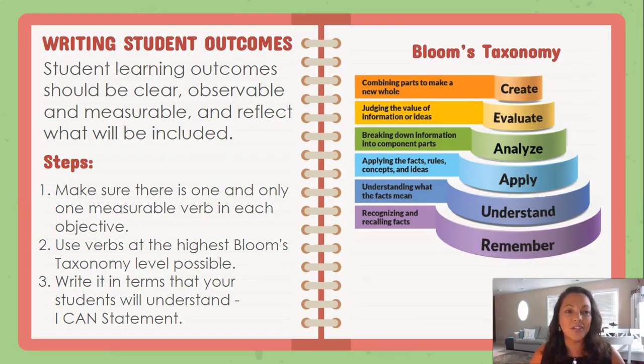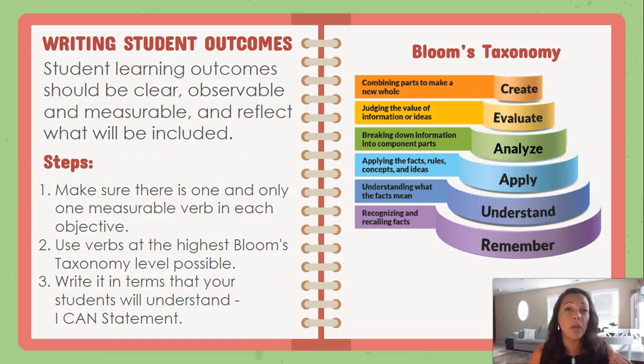So let's look at writing student outcomes. Student learning outcomes should be clear, observable, and measurable. And they should also reflect what will be included. The steps to do this is to make sure there is one and only one measurable verb in each objective, so that way if a student doesn't meet both, you don't have any confusion as to which part of your objective they didn't meet. We want to use verbs at the highest Bloom's taxonomy level as possible, and we want to write it in terms that our students are going to understand.